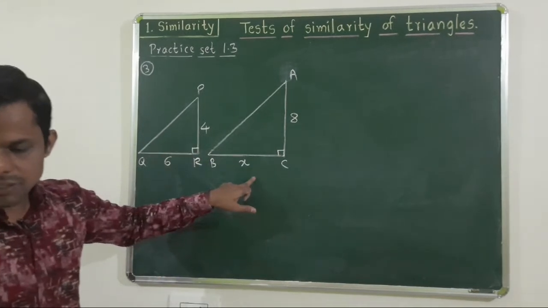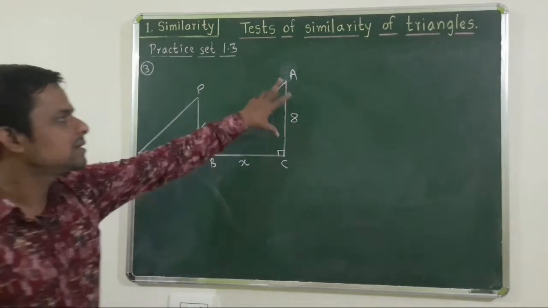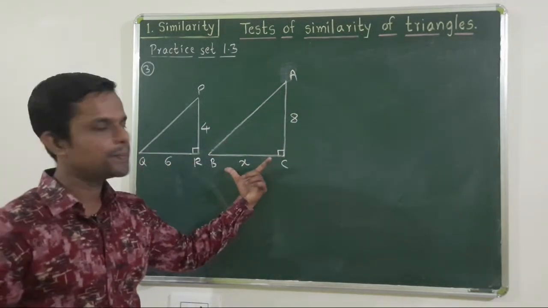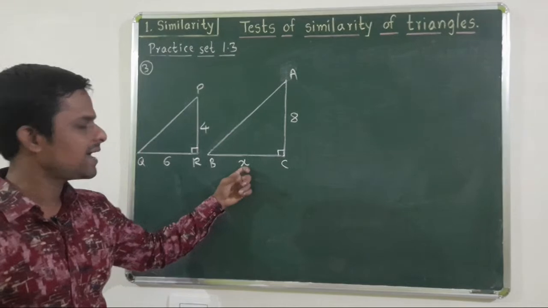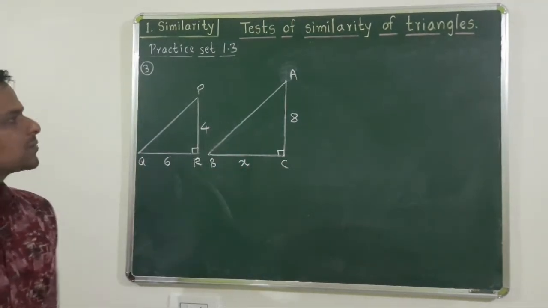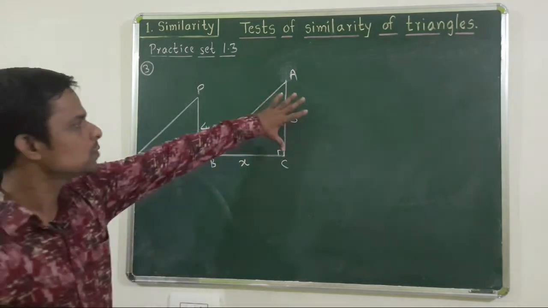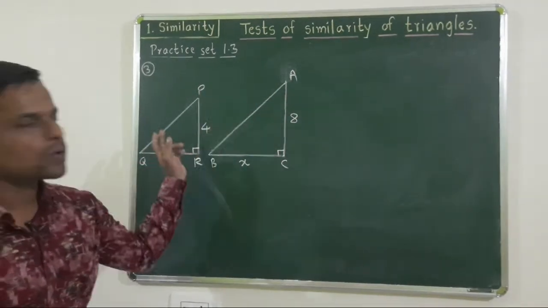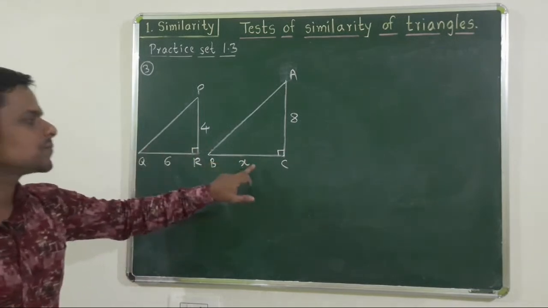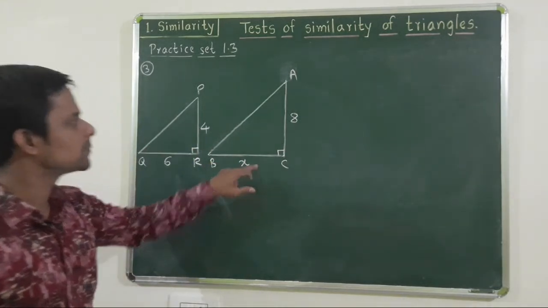And the question is to find the shadow of the bigger pole. Means shadow of the smaller pole is 6 meter. What will be the shadow of the bigger pole? And it is taken as x and we have to find the value of x. This is about the question. There are two poles AC and PR. Lengths of these two poles are given. Shadow of the smaller pole is given and we have to find the shadow of the bigger pole.